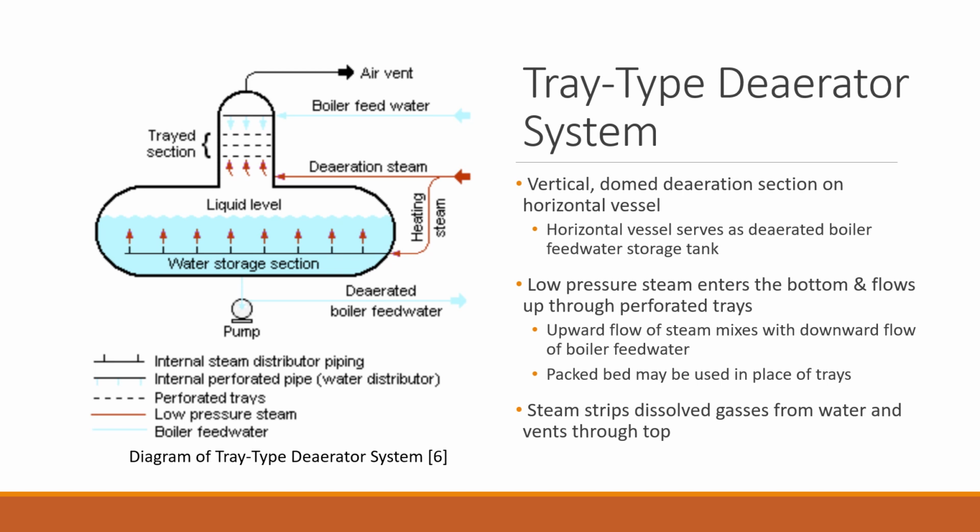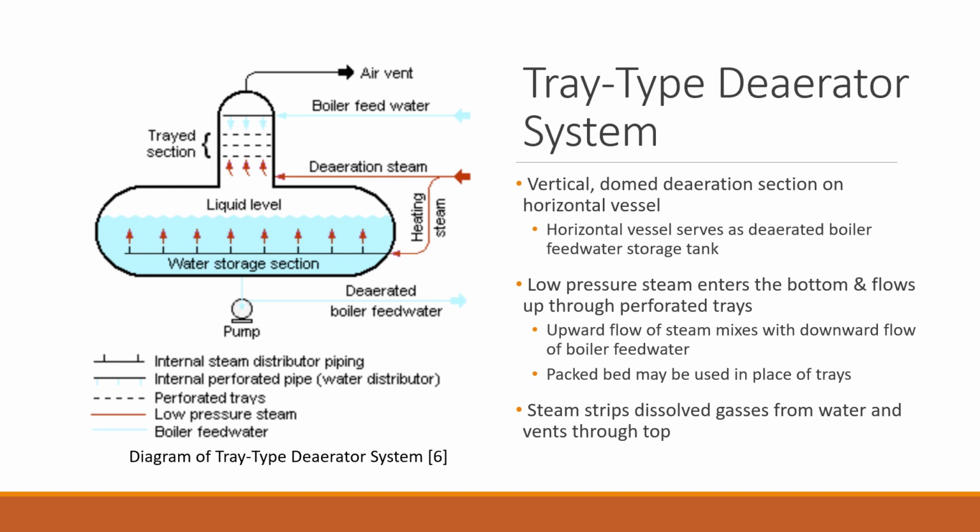As you can see to the left, this is a vertical dome deaeration section on a horizontal vessel. This horizontal vessel will serve as the deaerated boiler feedwater storage tank that can be fed straight to the boiler. In the system, low pressure steam enters from the bottom of that vertical section, while boiler feedwater enters from the front. They both flow through these perforated trays in opposite directions, allowing the steam to strip the dissolved gases from the water, and then these steam and dissolved gases vent through the air vent at the top.